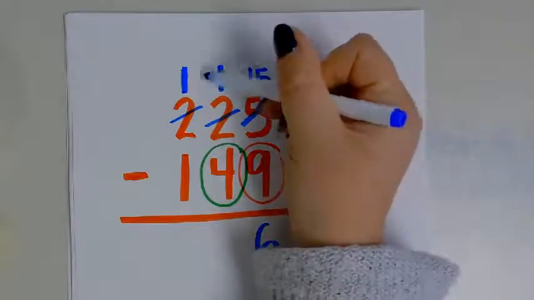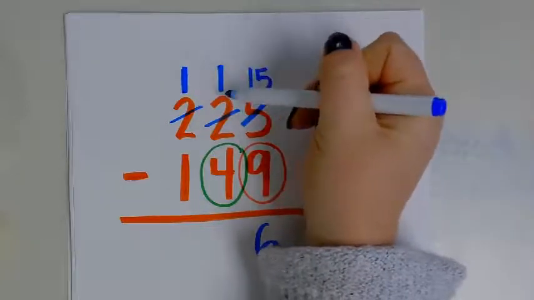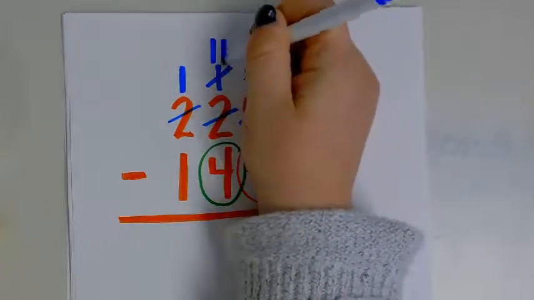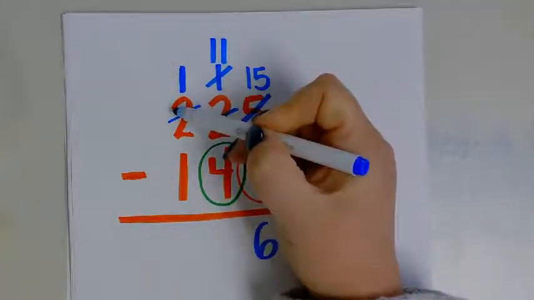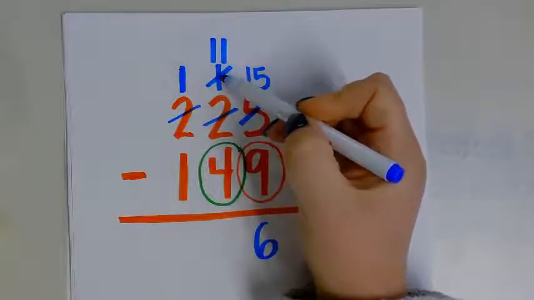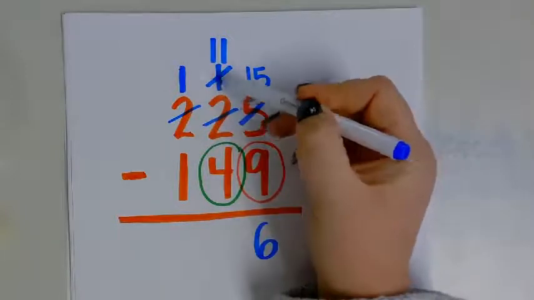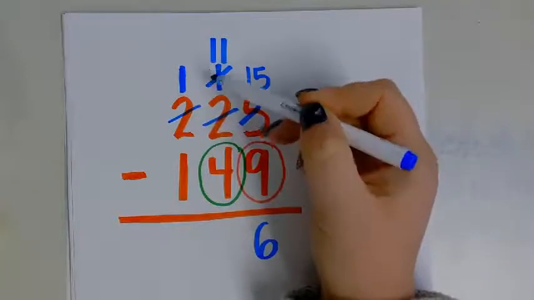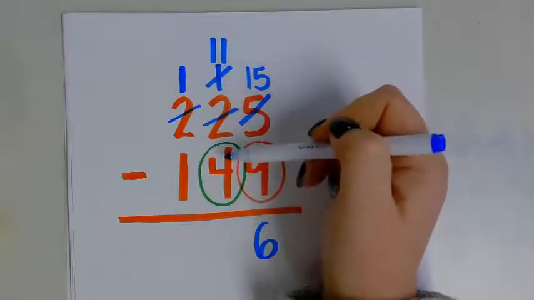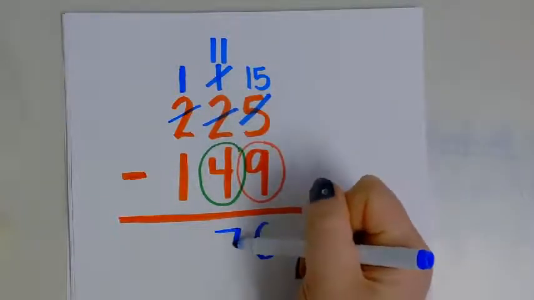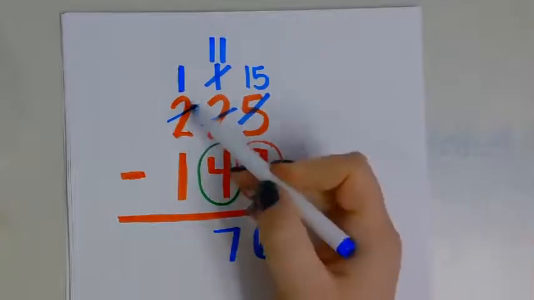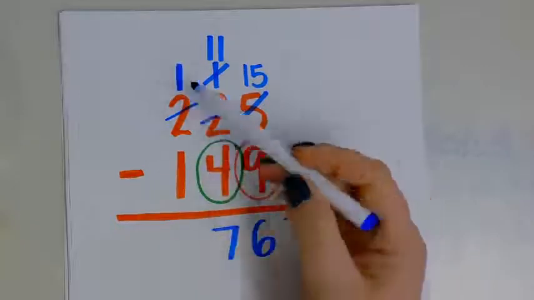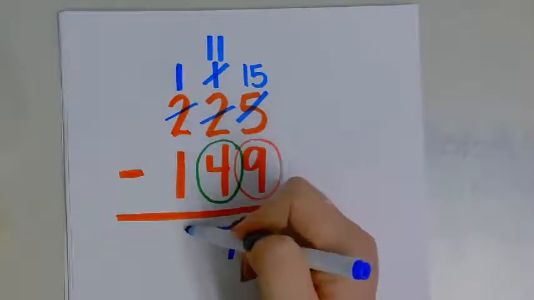I only have 1 group of tens, so I cross that out and make it 11, because the group of 100 turns into 10 tens. So notice I have 2 crossouts in this place, and that's okay. Now I have 11 minus 4, which is 7. And 1 minus 1, and that's the same number. So if the number's the same, zero's the game.